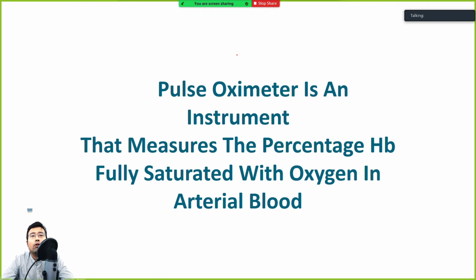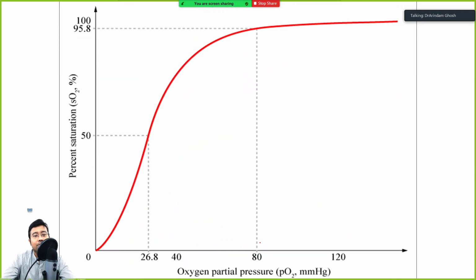Now, what does a pulse oximeter do? A pulse oximeter measures the percentage of hemoglobin that is fully saturated with oxygen in arterial blood. You should know the importance of the pulse oximeter now, right? There is no argument regarding this. Every year when we teach this, the students are like, man, what is a pulse oximeter? But just imagine how something can change the medical curriculum. This is so important right now.